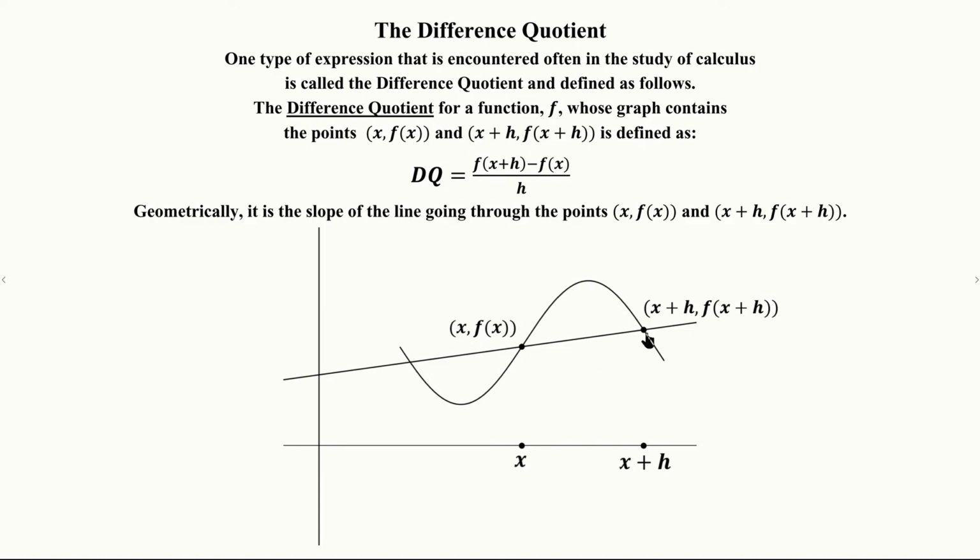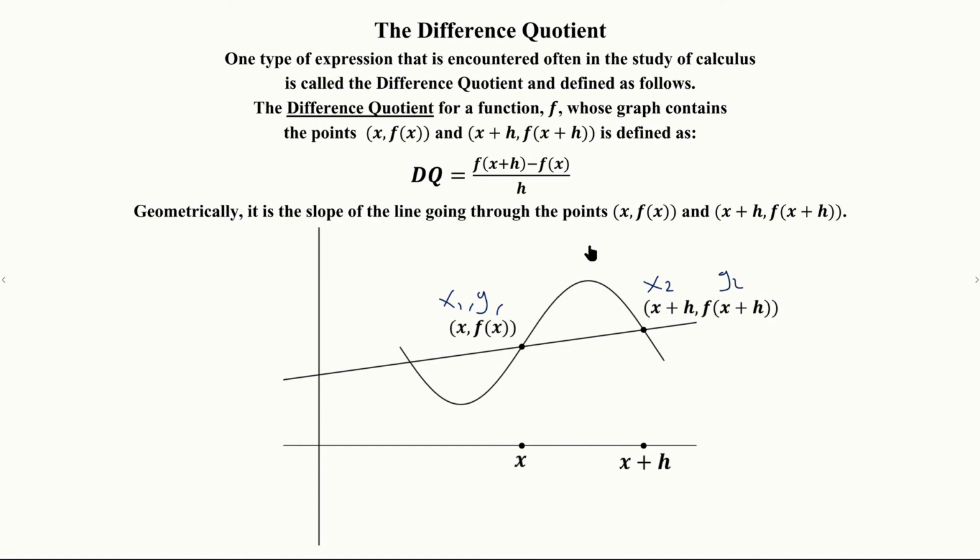So if you think about the slope of the line going through these 2 points, we can think of the first ordered pair x, f of x as x1, y1, and this other ordered pair as x2, y2. Notice that if this is the point x, then this ordered pair is going to be x comma f of x, right? And if this is x plus h, the point on the graph here is going to be x plus h comma f of x plus h.